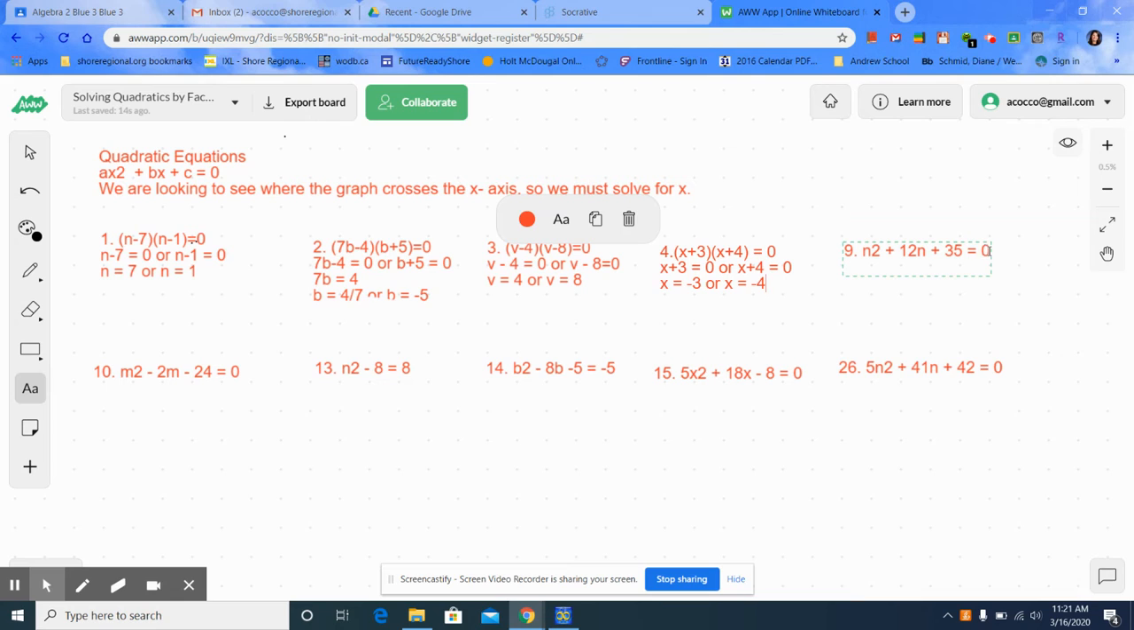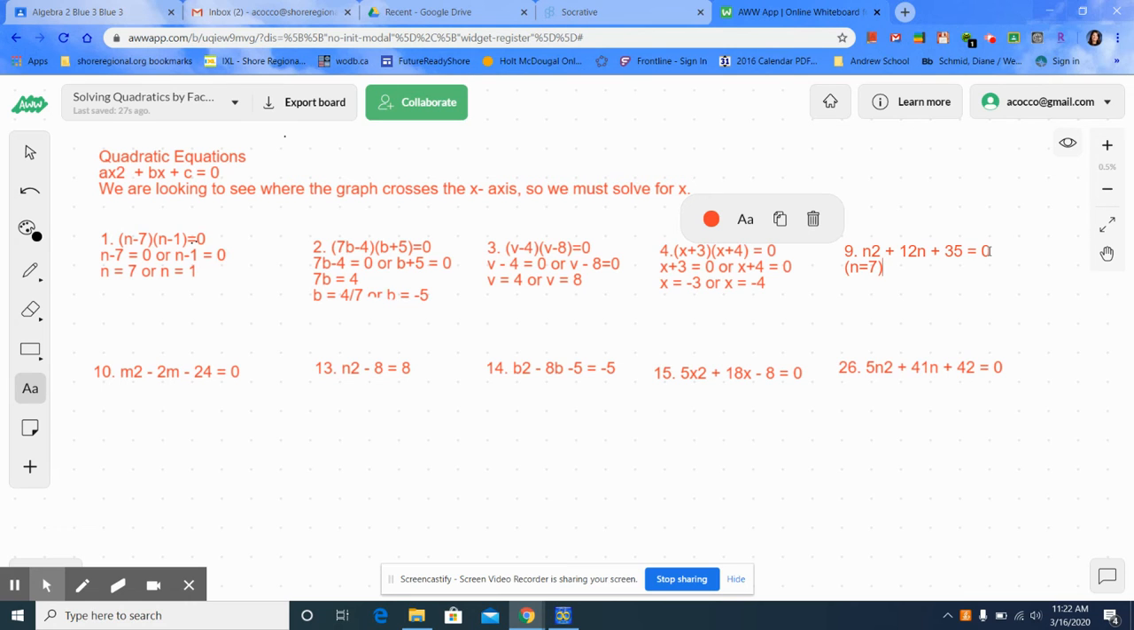When we get to example 9, now we are unfactored. So we have to take this a step further. We use our steps that we used last week when we were factoring. We make sure that it is set equal to 0. We go through our factoring chart. Is there a GCF? No. Is it a DOTS? No. It is a trinomial. A is 1. So what multiplies to 35 and adds to 12? n plus 7 and n plus 5.